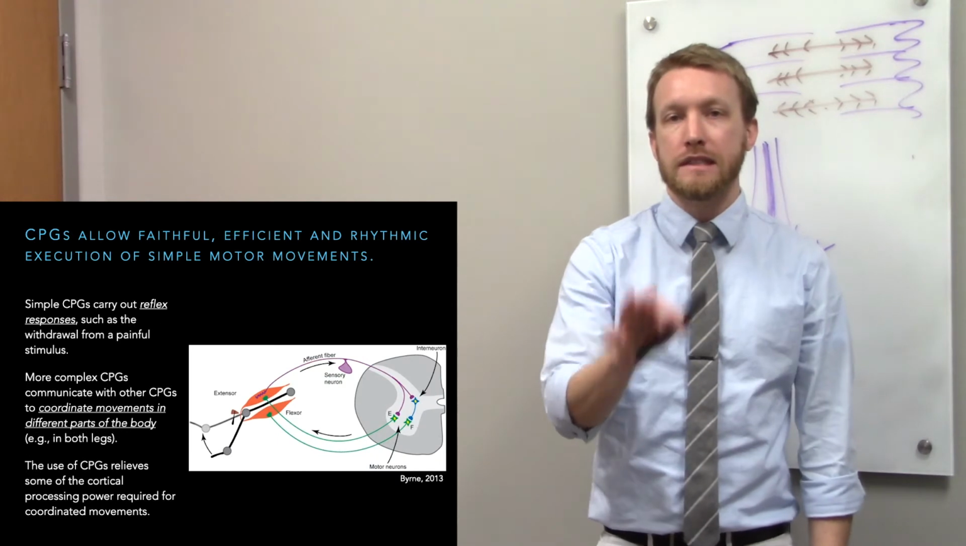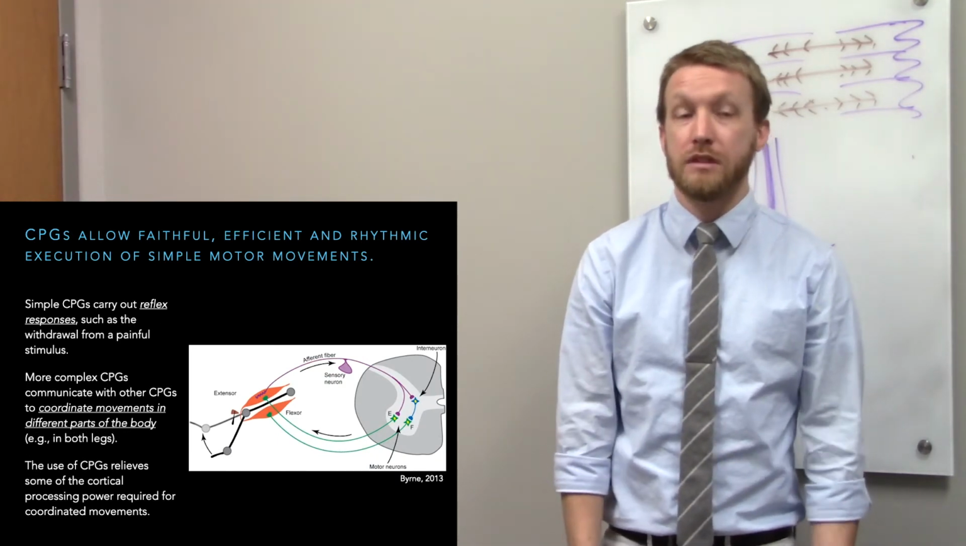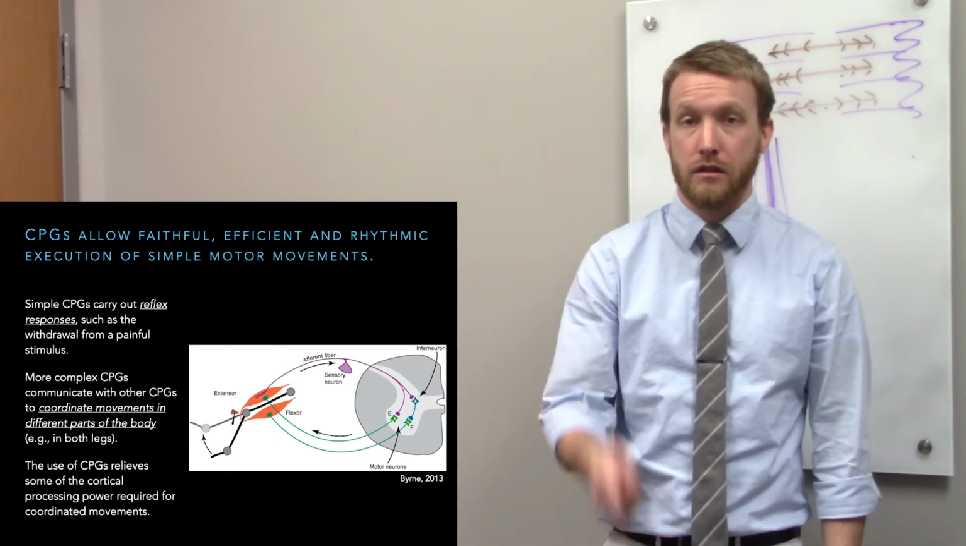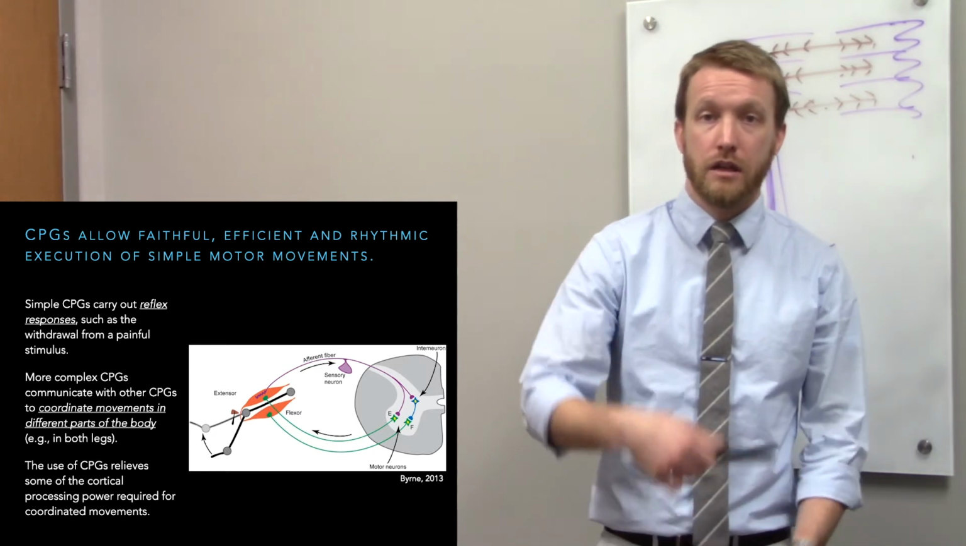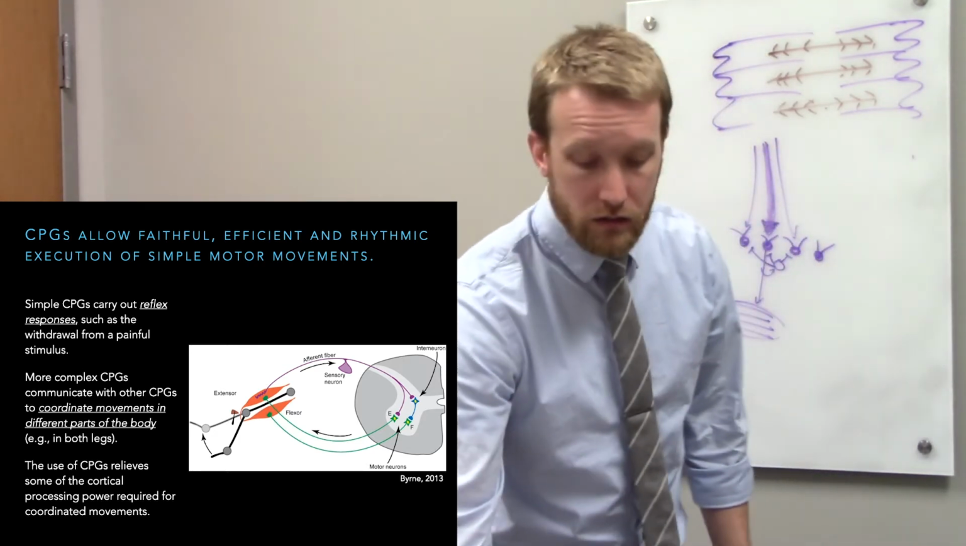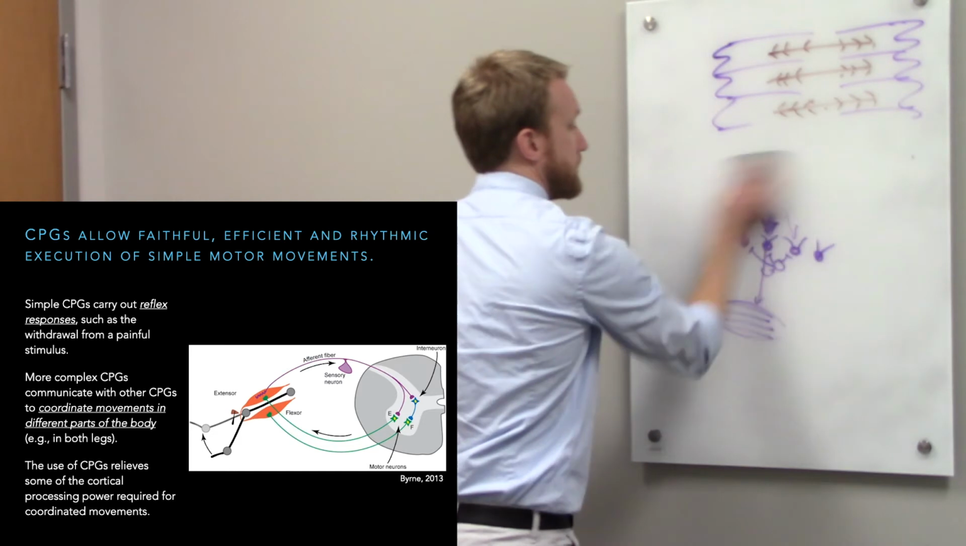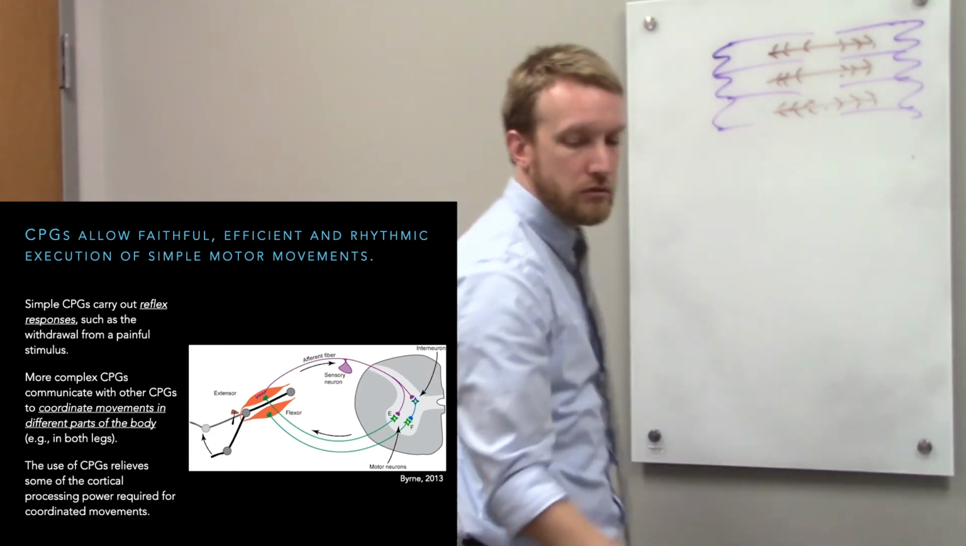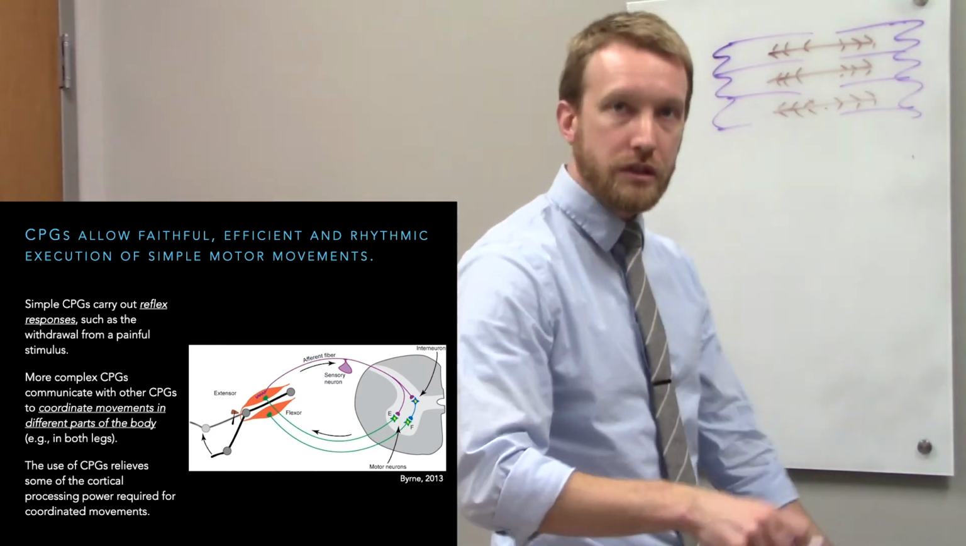Now, a very simple pattern generator to see would be that of the stretch reflex. You tap on a tendon and you get a kick. The central pattern generator here is just a single interneuron. It's really simple.